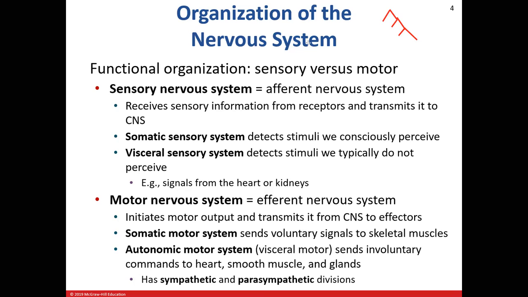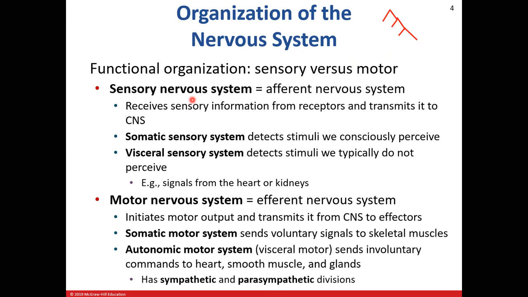And when we do that, we now are able to separate the peripheral nervous system into the following: the sensory nervous system and the motor nervous system. And we'll subdivide the motor nervous system in just a second. But let's talk about these functional components here. Let's look at sensory versus motor.